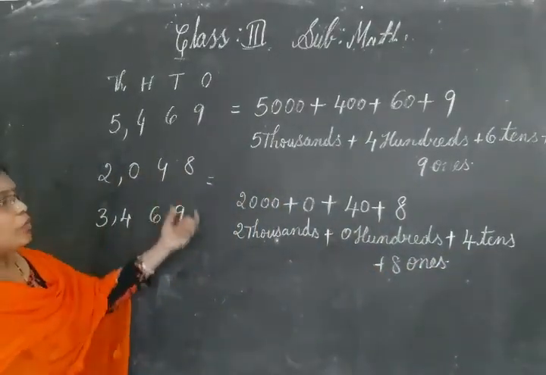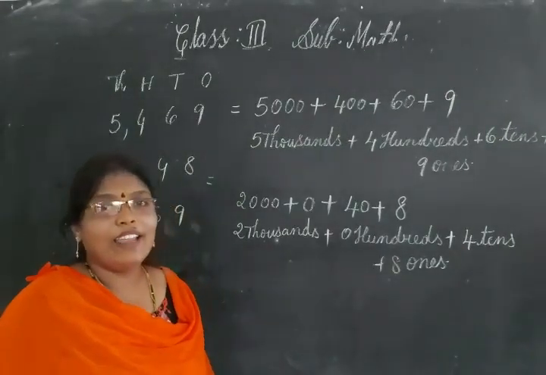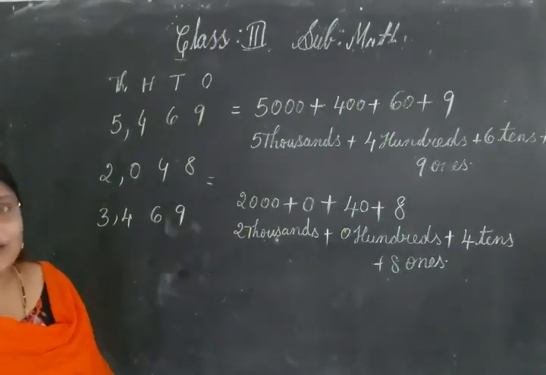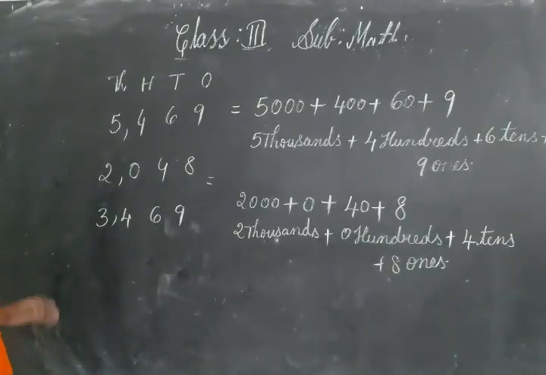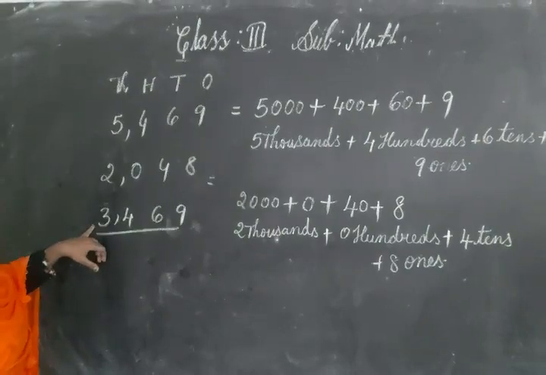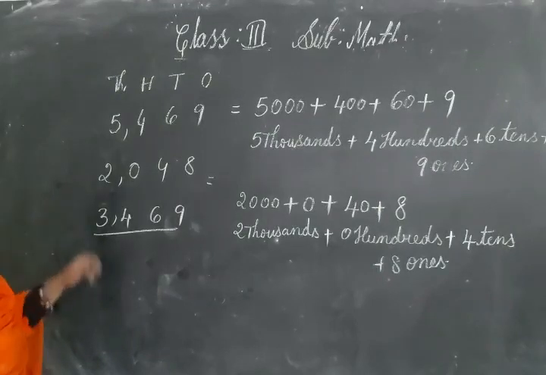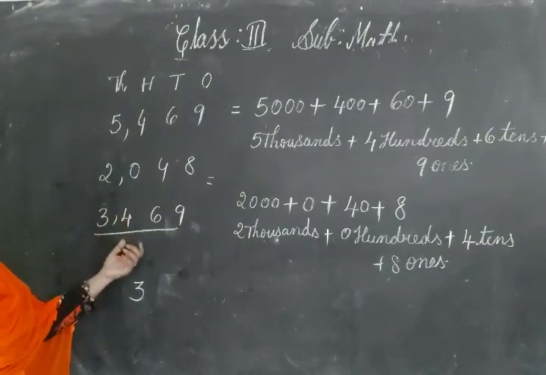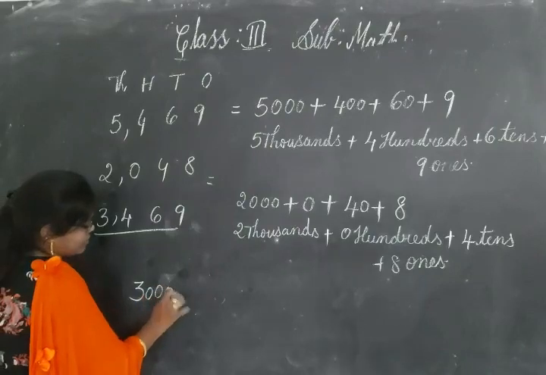Children, while explaining this expanded notation in our previous class, I told you a trick to remember it better, right? Do you remember what the trick is? Let's see. For this number, 3469. What is the first digit in 3469? Yes, it is 3. So write 3. And how many digits can you see after 3? 3. So write 3 zeros.